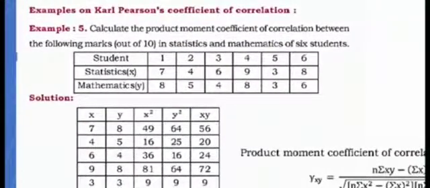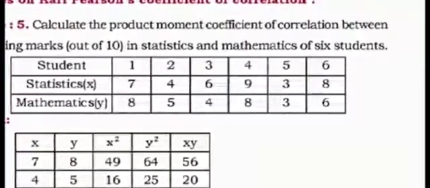So in today's class we are going to discuss the examples on Karl Pearson's coefficient of correlation. What is the formula we are going to apply, how is the method to solve it, and as it is very much told that it is bivariate data, so you will be having two variables x and y. So the first example is: calculate the product moment coefficient of correlation between the following marks out of 10 in statistics and mathematics of 6 students. So there are 6 students, statistics is represented by x variable and mathematics is represented by y variable.